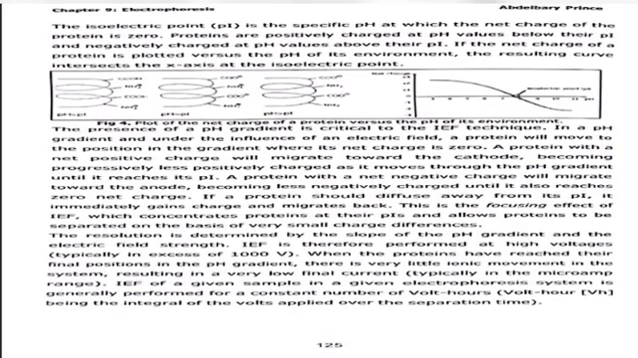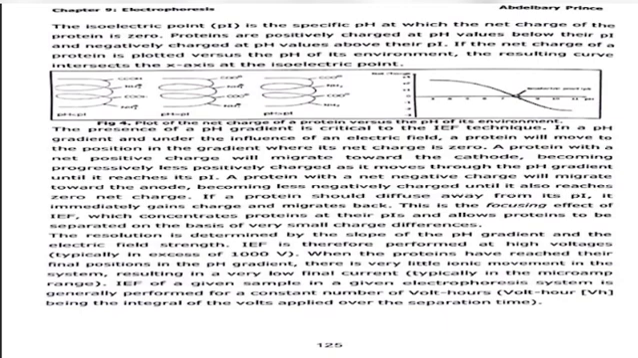The isoelectric point (pI) is the specific pH at which the net charge of the protein is zero. Proteins are positively charged at pH values below their pI and negatively charged at pH values above their pI. If the net charge of a protein is plotted versus the pH of its environment, the resulting curve intersects the x-axis at the isoelectric point. Figure 4. Plot of the net charge of a protein versus the pH of its environment. The presence of a pH gradient is critical to the IEF technique.